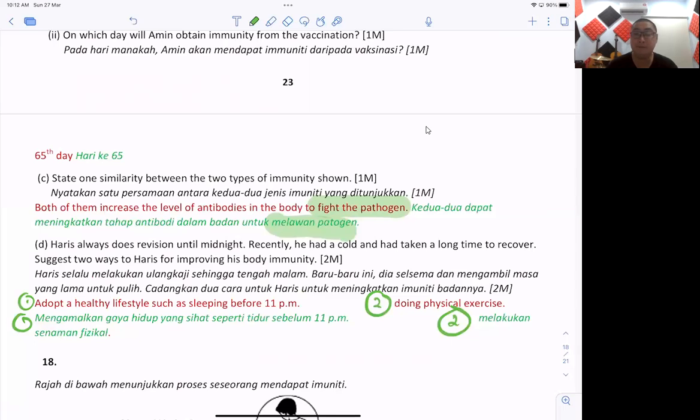So that's it. I hope you understand the concept of active and passive immunity.